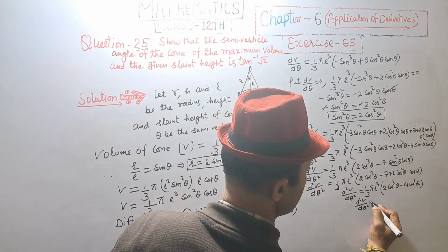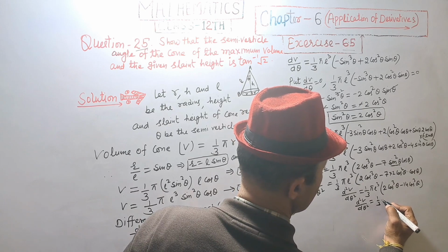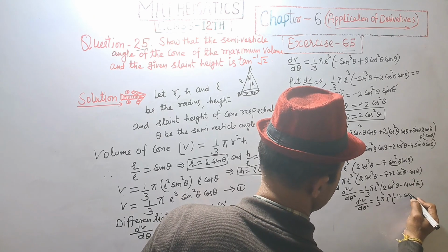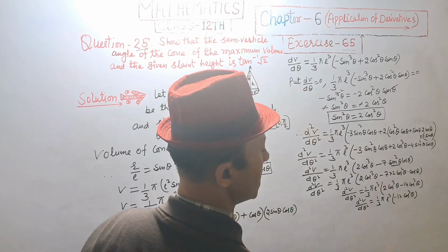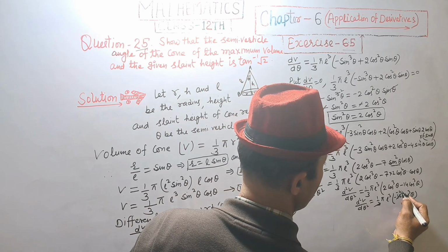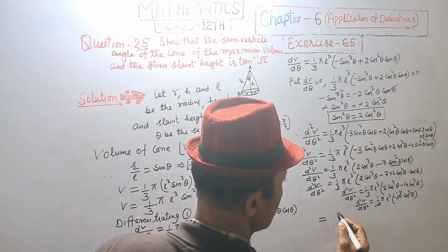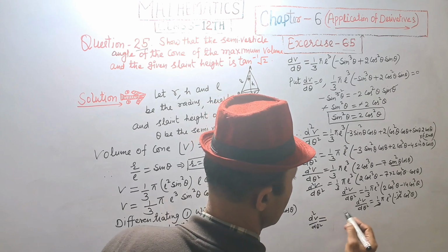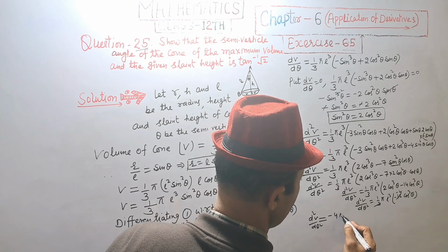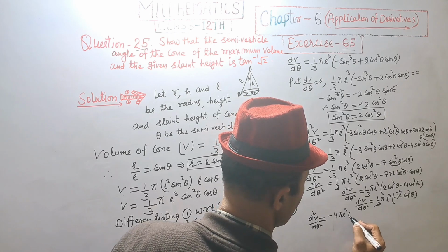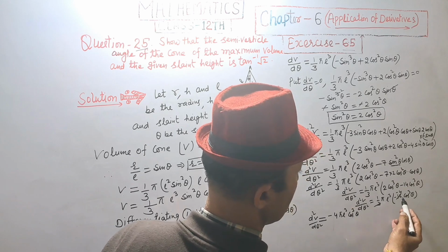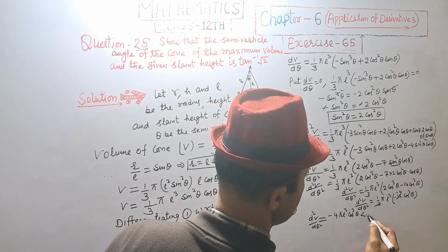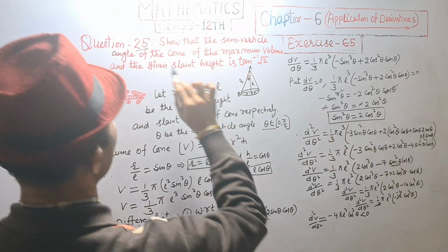d square V upon d theta square is equal to 1 upon 3 pi L raised to power 3 into minus 12 cos cube theta, and this is cancelled by minus 4. So d square V upon d theta square is equal to minus 4 pi L cube cos cube theta, which is less than 0, so it gives a point of maxima.